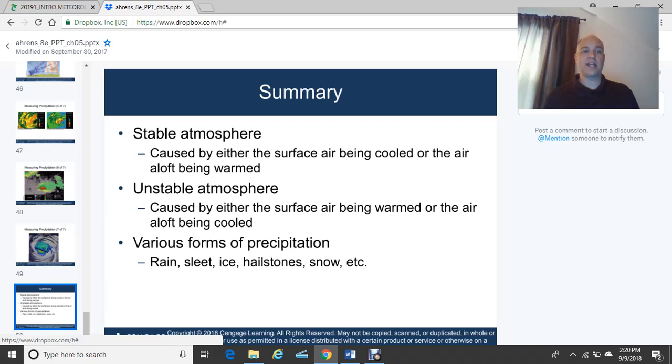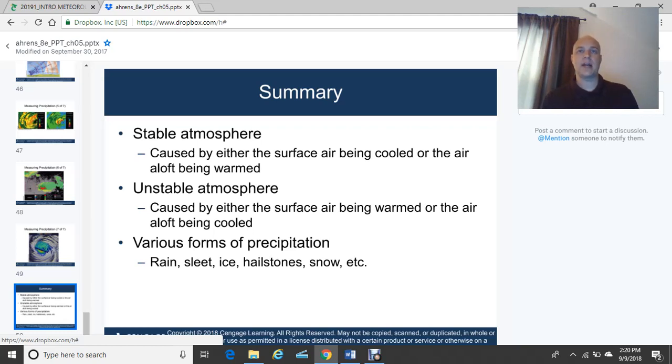Various forms of precipitation, we talked about that as well. Rain is just plain liquid moisture falling to the ground. Sleet are hard little pellets that bounce upon impact once they hit the ground. Ice can occur as a result of freezing rain. I talked about how significant that can be with power outages, as well as accidents on the highways and the roads. Very dangerous driving conditions. What appears to be wet pavement can sometimes actually be a layer of ice.